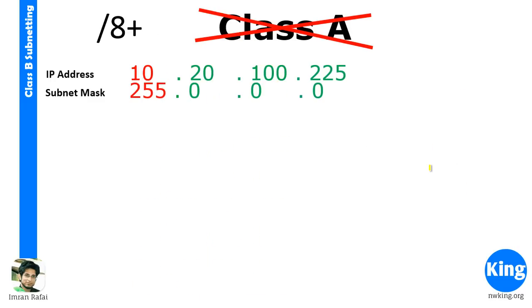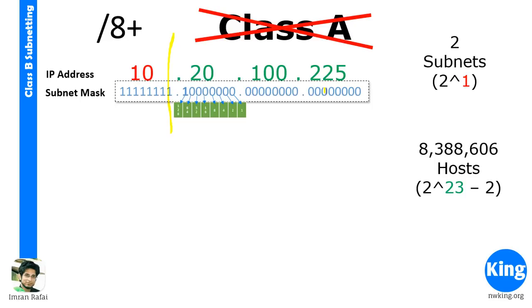Let's get into class A. Again, it's the same concept. All that changes is here the host part is spanning three octets. In class C, the host part spanned only one octet. In class B, it spanned two octets. In class A, it spanned three octets. Now let's break this into two networks. We know the drill, borrow one bit.